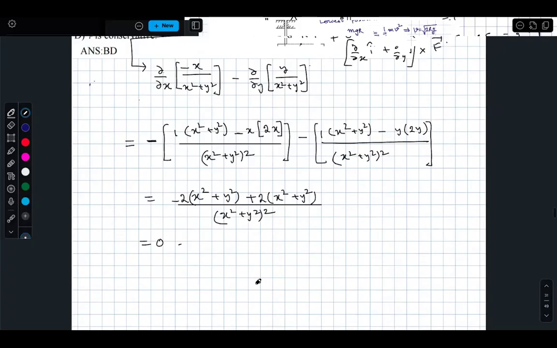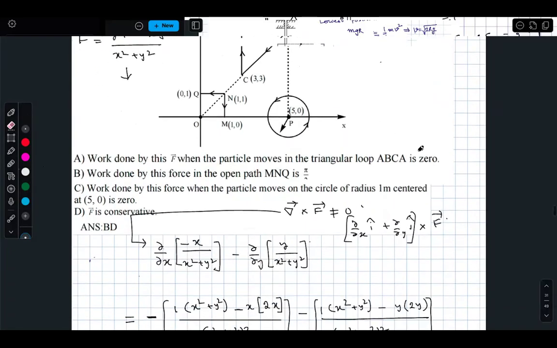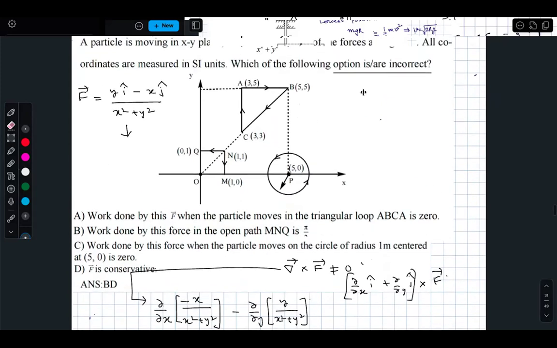The issue here is that at x comma y not equal to 0, we won't consider x, y, z. The problem is, to say F is conservative or not, if at x comma y F is not definable, then F is a non-conservative force.